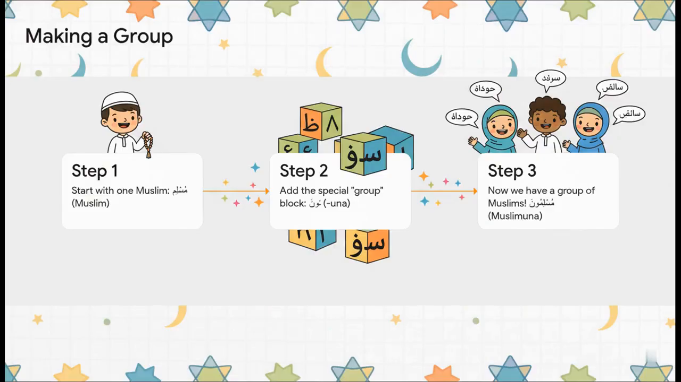And here it is. Let's say we start with one Muslim. To make a whole group of Muslims, we snap on our new sound block, Una. And just like that, click, we have Muslimuna. A single word for a whole group. We're just adding these blocks to build bigger and bigger ideas.